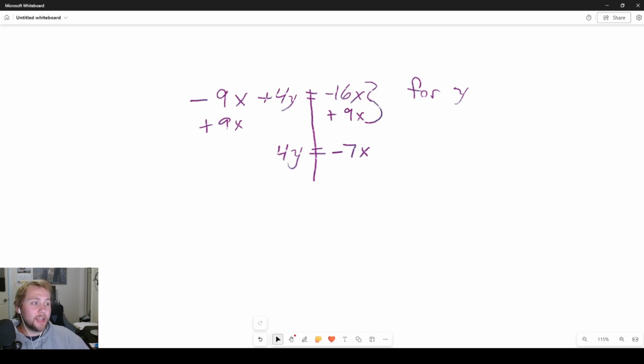So now you still have to get that 4 that's in front of your y away from the y. So what's the opposite of multiplying by 4? Dividing by 4. So I divide this side by 4, divide this side by 4, and I get y is equal to negative 7x divided by 4.